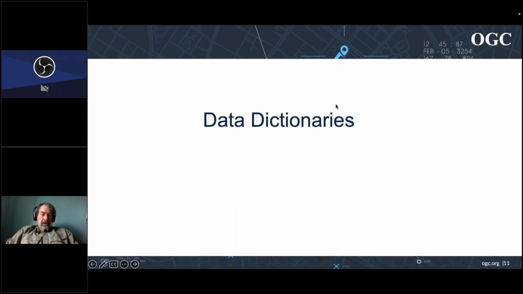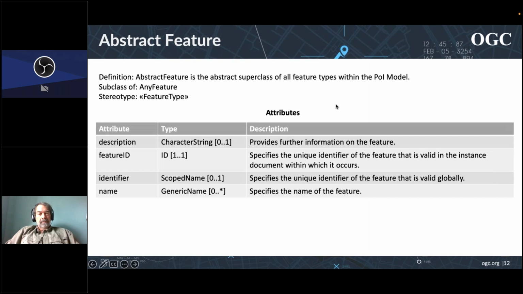So what I showed you was the high-level view, the pretty pictures. What we're getting into now is a data dictionary. This is actually drilling down into what each one of these POI classes contain. And this is pretty much exactly what's in the specification right now. So AbstractFeature.